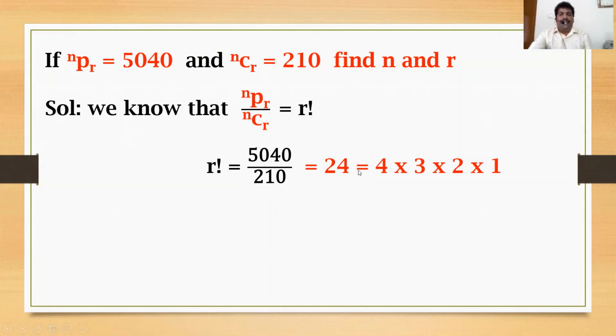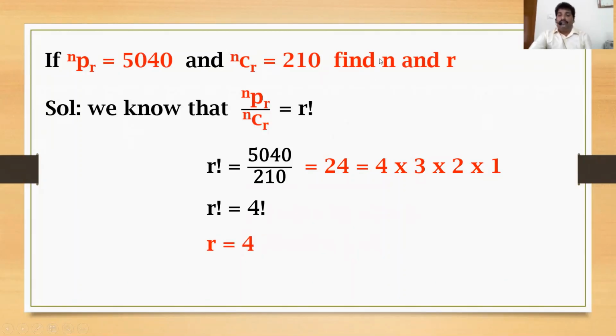24 can be written as 4 into 3 into 2 into 1. That is 4 factorial. Why are we writing like this? Because on the left hand side r factorial is there, and on the right hand side 24 is there. In the factorial notation, we can write 24 as 4 factorial. Now r factorial is equal to 4 factorial, then r value is equal to 4.